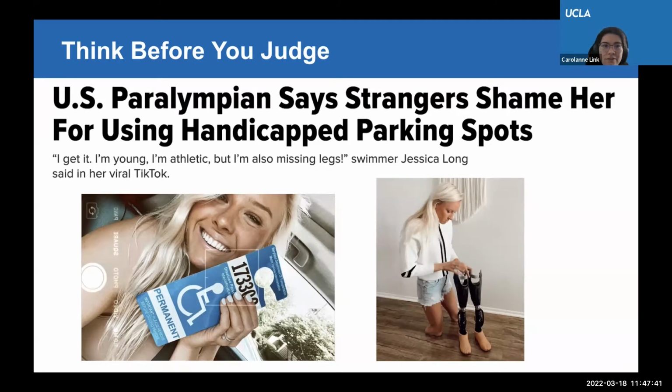So this, again, emphasizes this idea of making sure our judgments are not assumptions and making sure that we're respectful in how we interact with individuals, especially when we don't understand their disabilities.